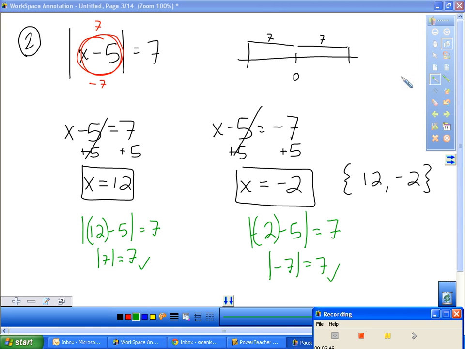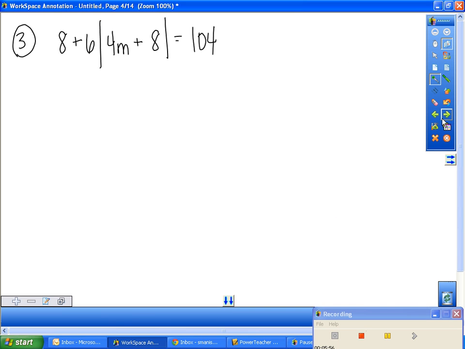All right, so let's try another example. So far, we've had all of our work done inside of our bars, and now we see a more challenging example where there are things outside of our absolute value bars. Before we even start thinking about what's going on inside, we need to worry about this 8 and the 6 out in front.